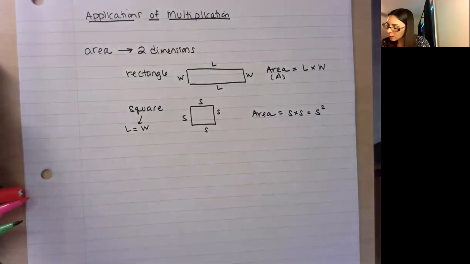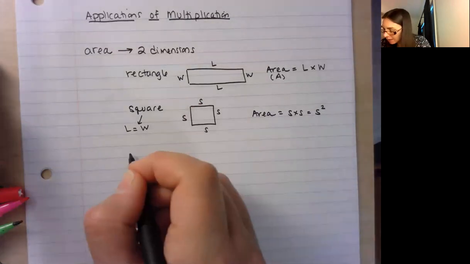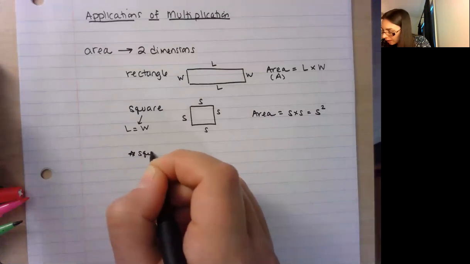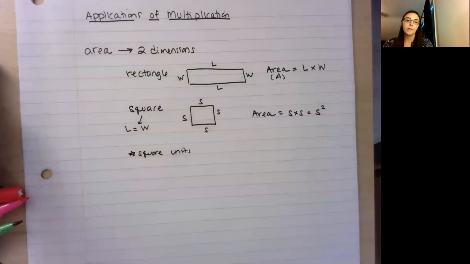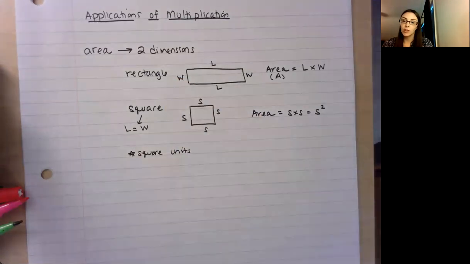One thing you want to notice when you have area is that you do have square units. So when you multiply your two sides together, you're going to multiply your units as well. And this was different than perimeter. With perimeter, we were adding up the sides. So when you're adding, you don't have to square your units. But because we're multiplying, you do have to multiply your units together. So you end up with square units here.